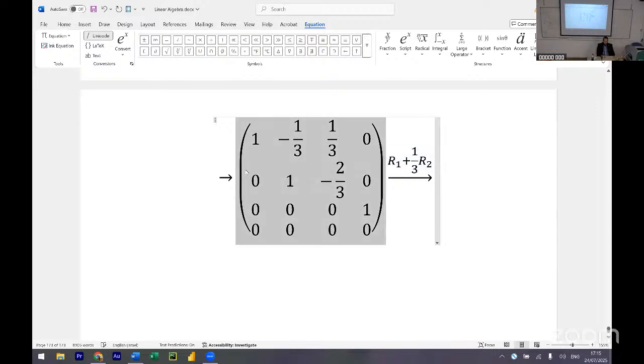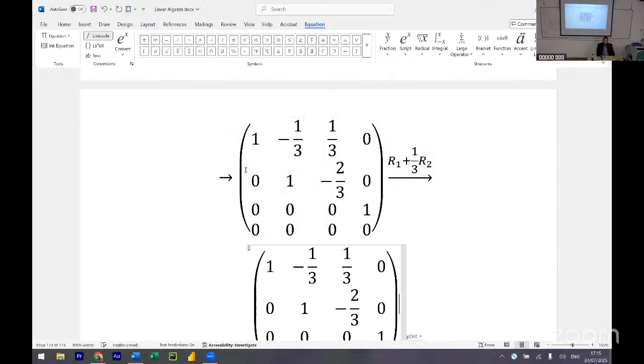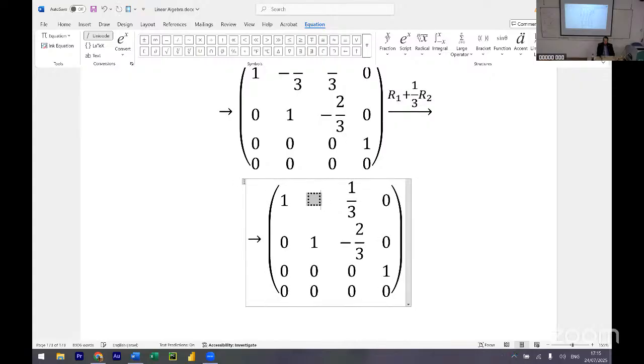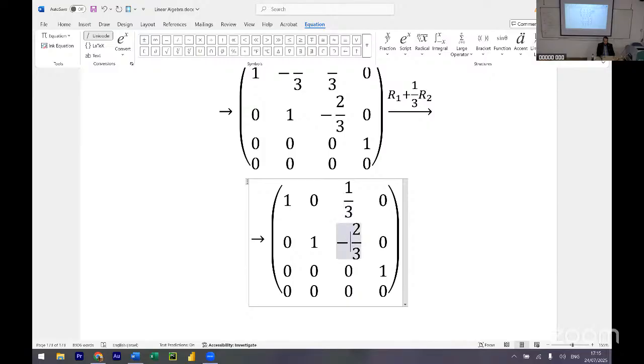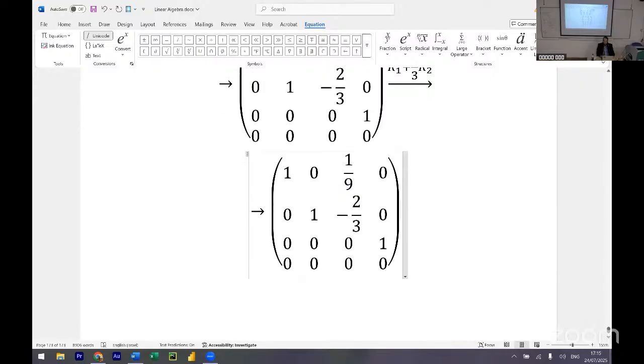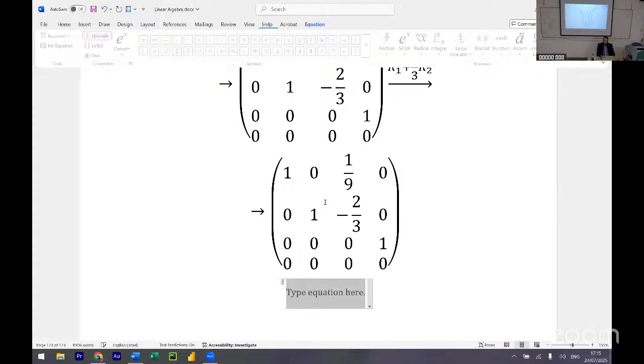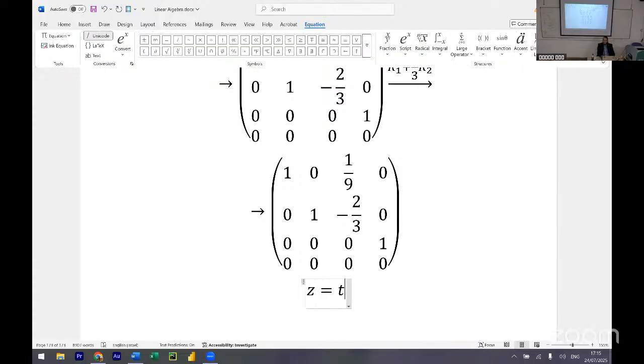Which brings us to this is 0. This is plus a third of this, so it's 2/9 and this is 3/9, so 1/3. Yeah. Okay. And now we'll write z equals t. That's the free variable since there is no pivot on the third column.